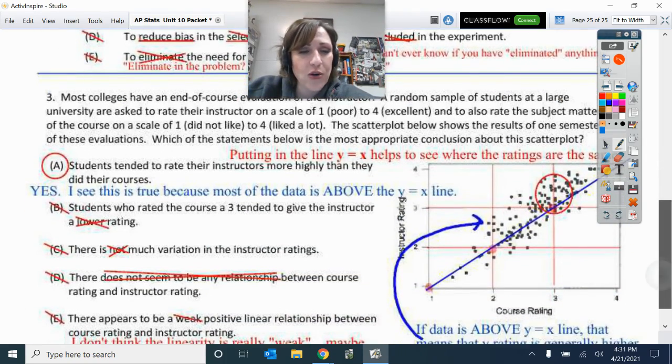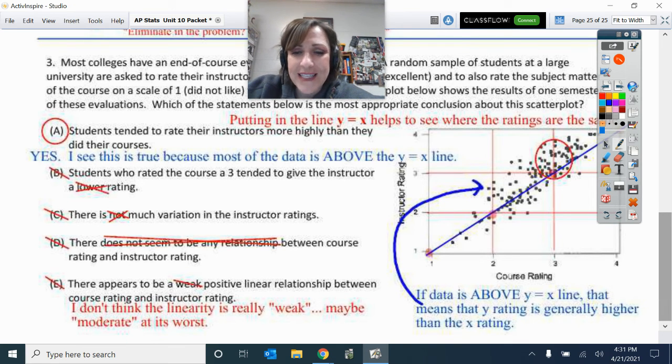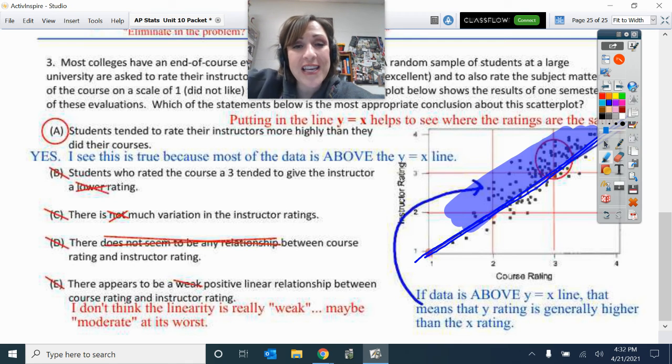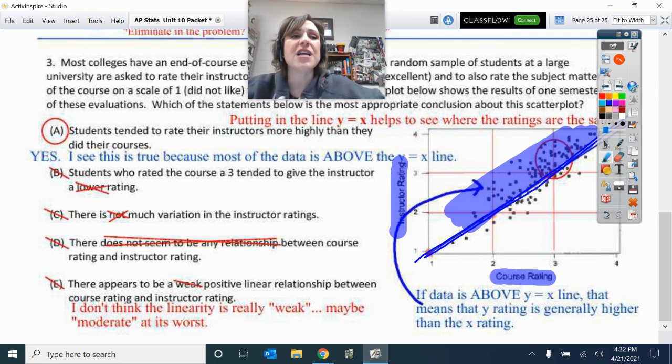And the last one here, oh, this was interesting. So when I have a problem like this, I like to put the line y equals x, because if I have a lot of data above the line, if most of my data is above the line, then the y's are higher values than the x's. On the line, the y equals the x's. So I can see that most of the data is above the line, so the instructor's rating is generally higher than the course's rating. Okay, so that's how I do that, and I can tell that on there.